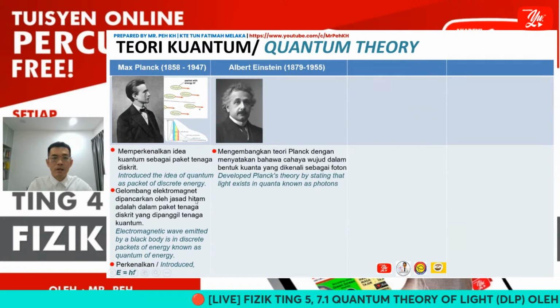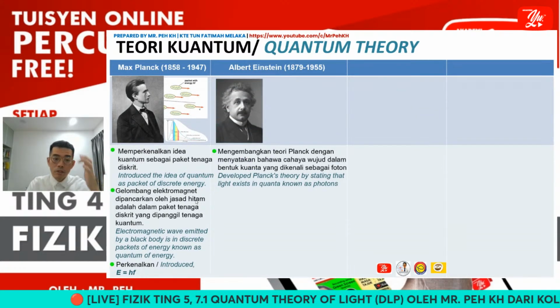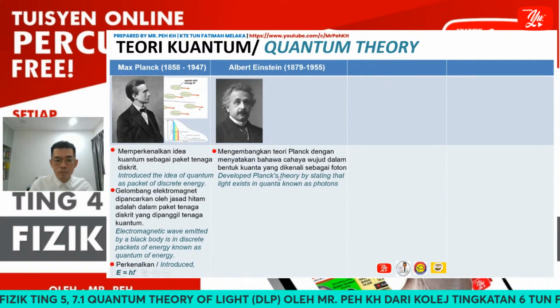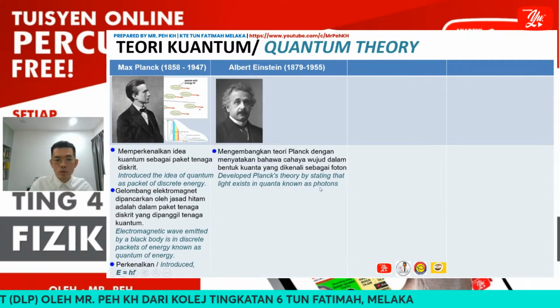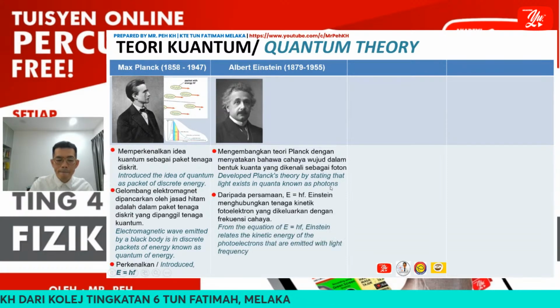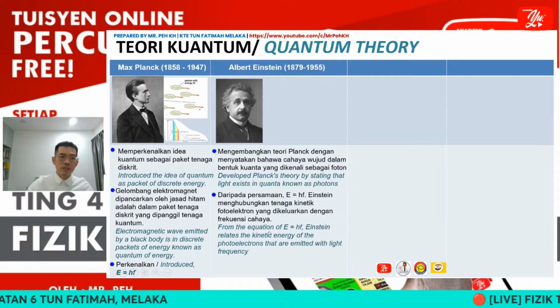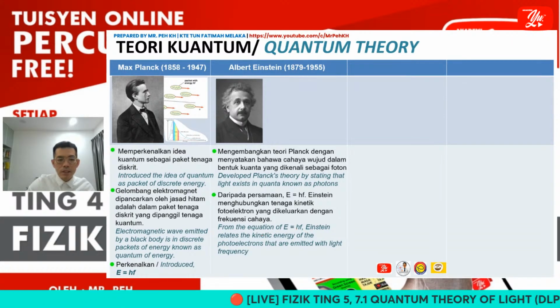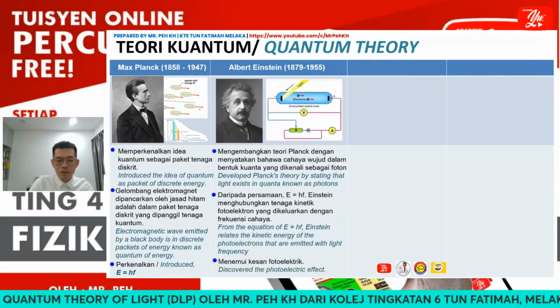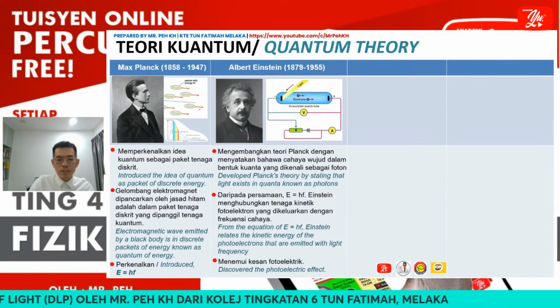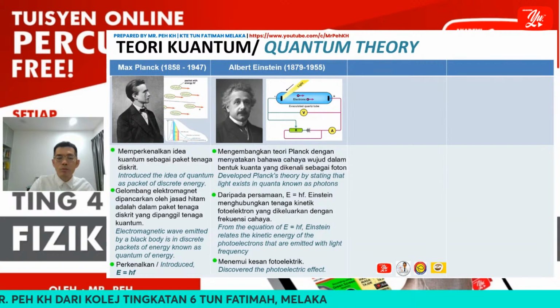Then the next will be Albert Einstein. He developed Planck's theory by stating that light exists in quanta, which are known as photons. Then from the equation developed by Max Planck, Einstein related the kinetic energy of the emitted photoelectrons with the light frequency. So he also discovered the photoelectric effect, and this will be discussed in subtopic 7.2.